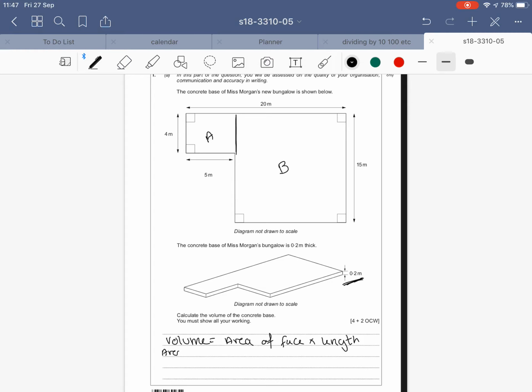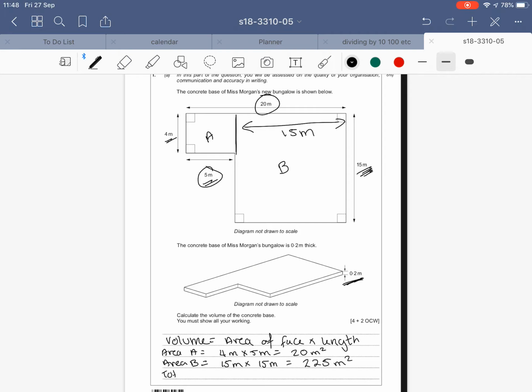So the area of face A, so that's just 4 metres times 5 metres, which is 20 metres squared. Area B. A lot of people would just do 20 times 15, but that's 15, so that's definitely going to use that number. But that whole length is 20, and I only want up until here. So you know obviously this is 5 and this is 20, so we just take those two away, so that length here is just 15 metres. So I'm going to do 15 metres times 15, which is 225 metres squared.